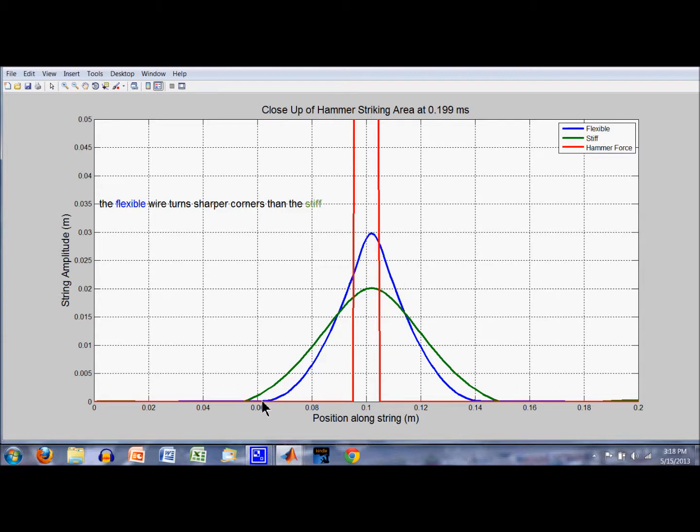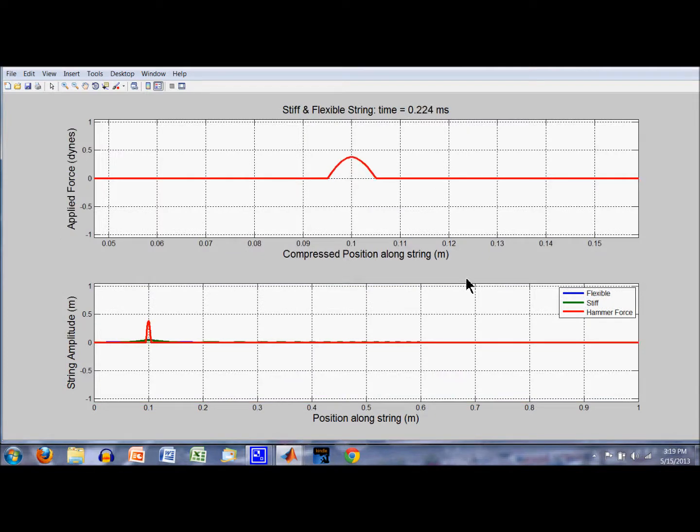You see it starts off with 0 slope and comes up and turns a sharp corner. The stiff string or stiff wire does not come up and turn as sharp a corner because it's got this elasticity characteristic and because it's stiff. Okay, we'll continue the simulation and continue applying the hammer force. You can see down here the strings are responding.